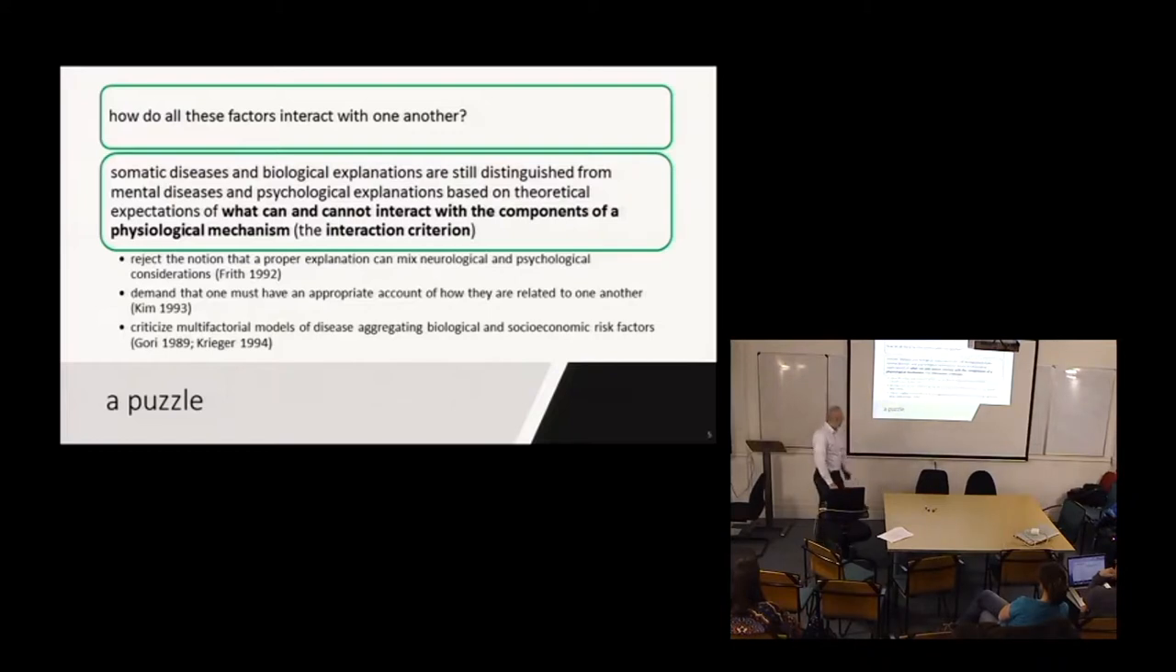And finally, there's a critique from an analogous approach in epidemiology. Some people criticize what's called the multifactorial model of disease, which would aggregate everything, you know, from biological determinants or risk factors to things like socioeconomic status as a risk factor. And again, the criticism has something to do with the absence of a proper mechanistic explanation.